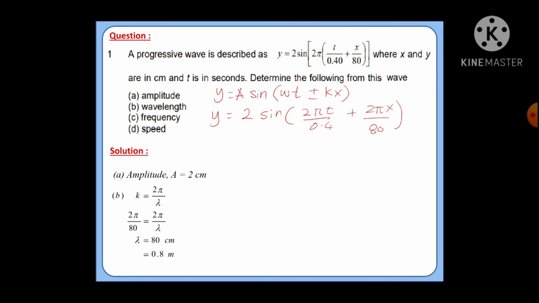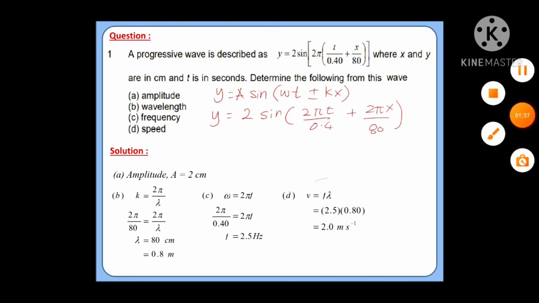And then for the frequency, how do we calculate it? We just use the angular frequency equation. The angular frequency from the equation is equal to 2 pi over 0.4. When you calculate, you will get the frequency equal to 2.5 Hz. For the speed of this wave, we use the equation v equals f lambda. Substitute the value of f and lambda from the calculations in b and c, and you will get the speed of the wave as 2 meter per second.